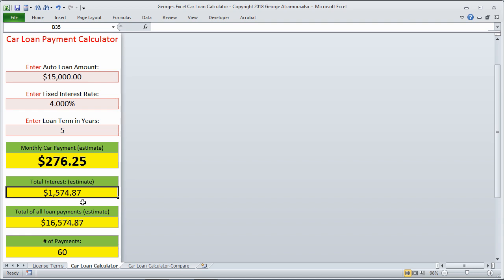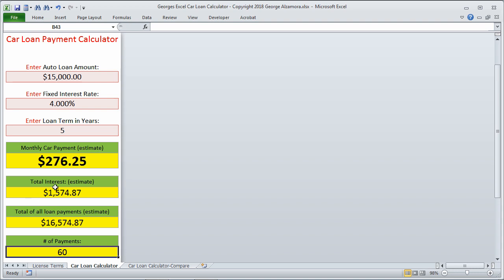The total interest you would pay over the life of that loan is $1,574.87. And the total of all your payments is your original loan amount plus all that interest, and that would be $16,574.87. And down here is the total number of payments, which would be 12 times 5 years.